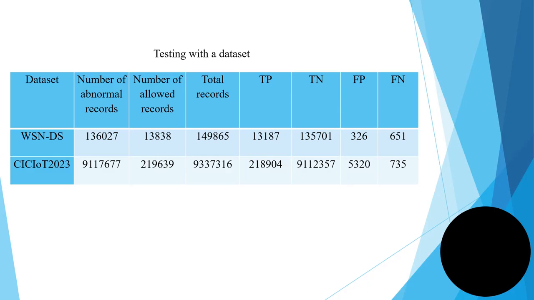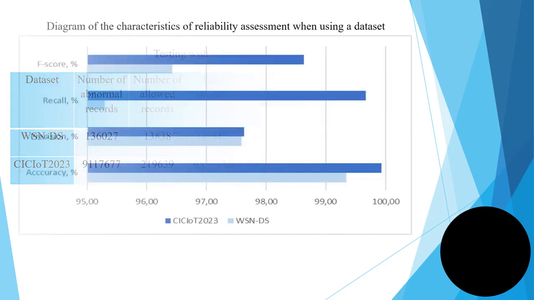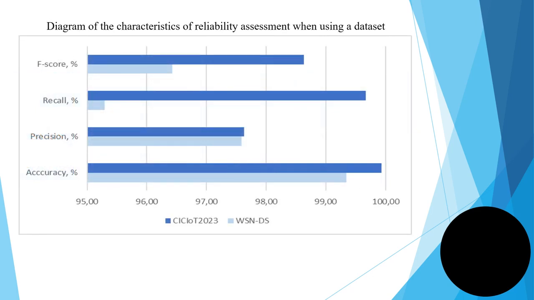The table illustrates the results of testing the developed method using two different datasets, WSNDS and CIC-IoT 2023. The results obtained indicate the high efficiency of the proposed method in processing both medium and large volumes of network traffic typical of Internet of Things, IoT, systems. The slide provides a comparative characterization of the performance of the hybrid method for detecting abnormal traffic based on the WSNDS and CIC-IoT 2023 datasets, evaluating it by key metrics: accuracy, positive prediction accuracy, recall, and F1 measure.